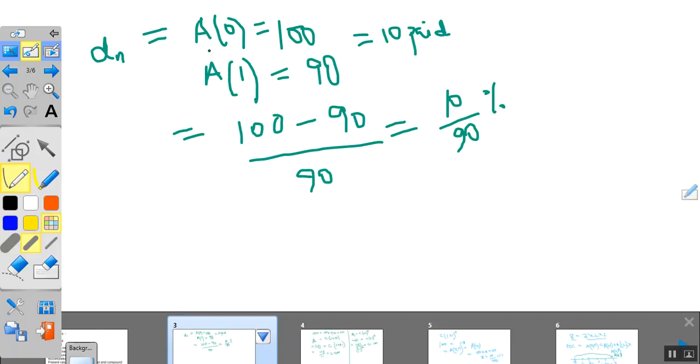Okay, so this is just a brief layout of the highlights of the basics of interest, which we'll be dealing with in the financial mathematics paper.